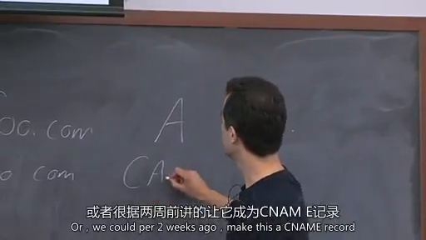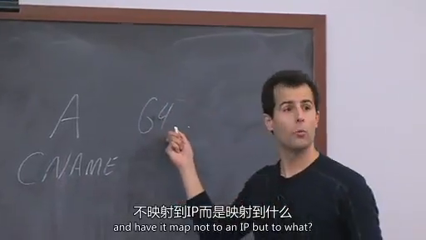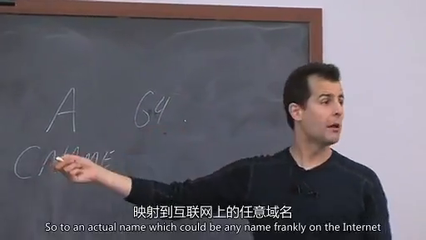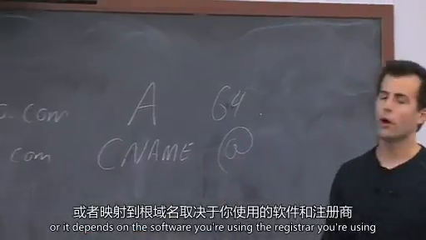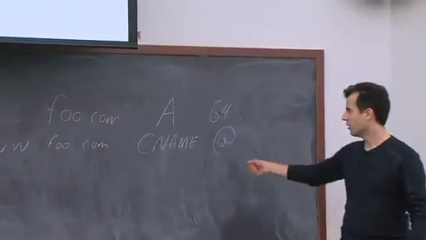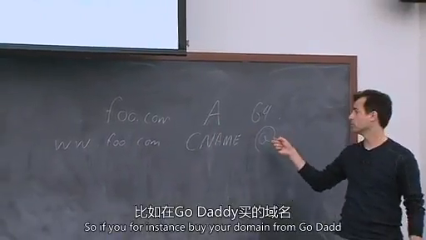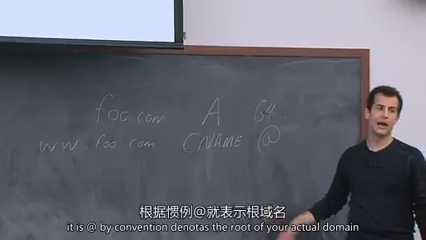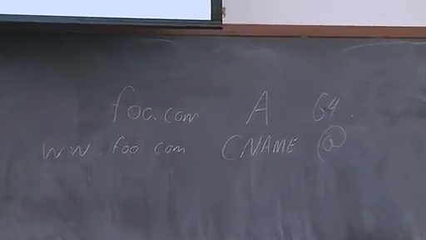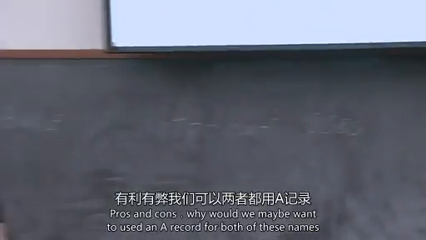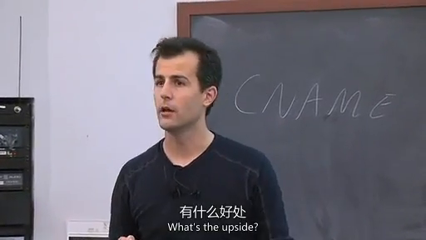Or we could, per 2 weeks ago, make this a CNAME record and have it map not to an IP, but to what? To an actual name, which could be any name, frankly, on the internet, or it depends on the software you're using or the registrar you're using. Very often, the @ sign refers to the root name. So if you, for instance, buy your domain from GoDaddy, it's this @ sign that by convention denotes the root of your actual domain. So pros and cons. Why would we maybe want to use an A record for both of these names? What's the upside?